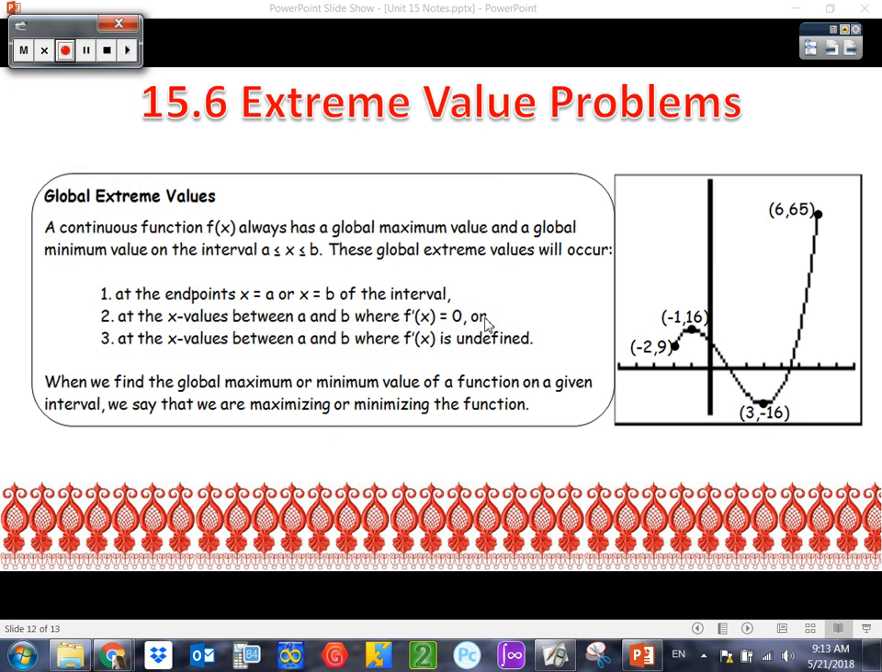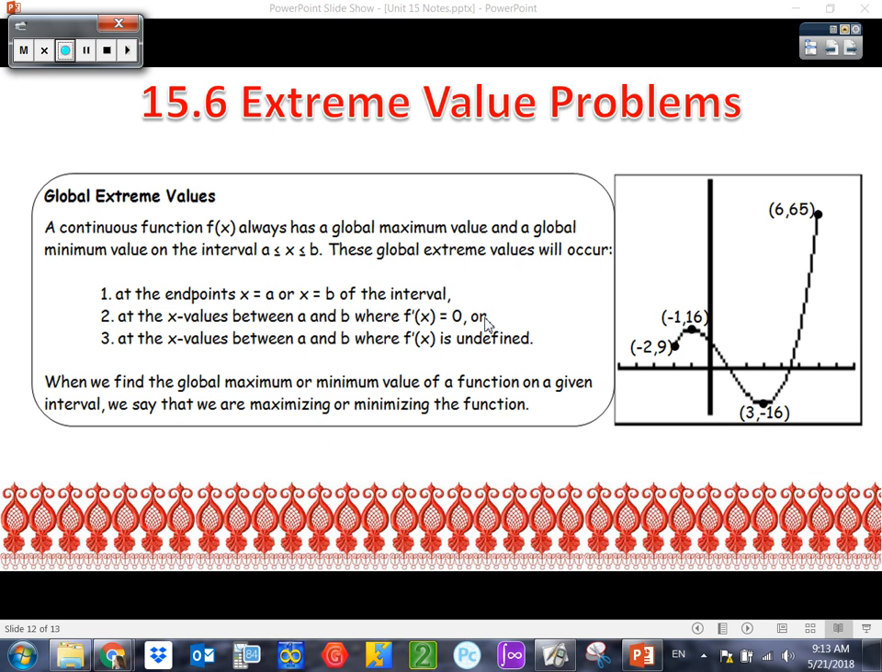All right, let's take a look at today's lesson. So today we're going to be looking at extreme value problems. This topic in calculus we call optimization problems, and for some students optimization problems are one of the more difficult topics for us in calculus. So the more practice we get, the better.